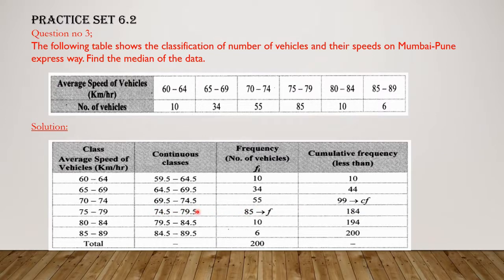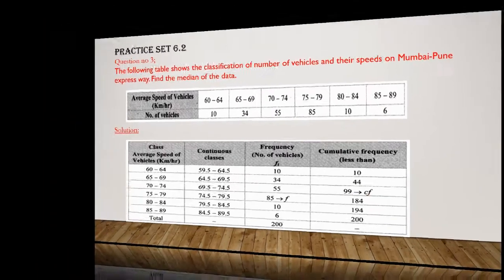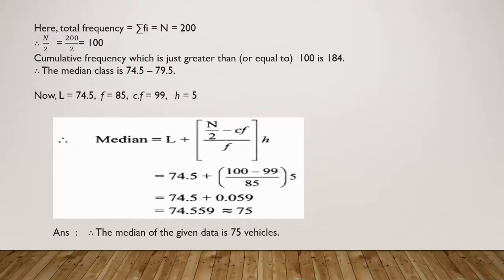And the corresponding frequency, 85, is the frequency of the median class. And the cumulative frequency preceding the median class, that is CF, is equal to 99. Here total frequency sigma Fi is equal to n is equal to 200. Therefore, n upon 2 is equal to 200 upon 2, which is 100. Then the cumulative frequency just greater than 100 is 184. Therefore, the median class is 74.5 to 79.5.